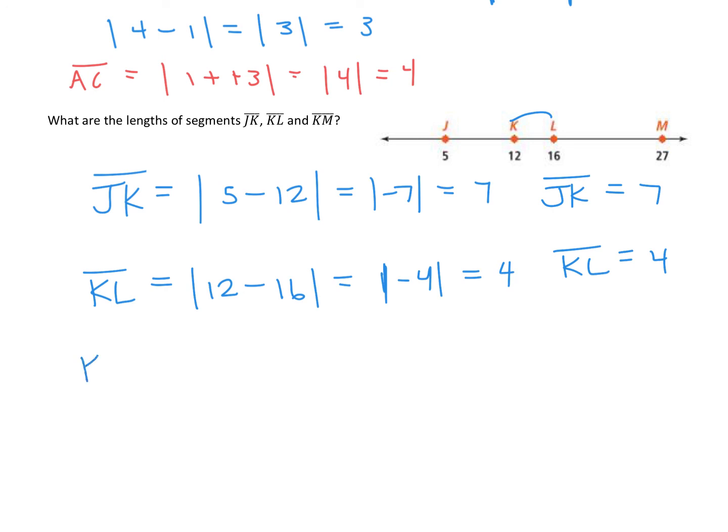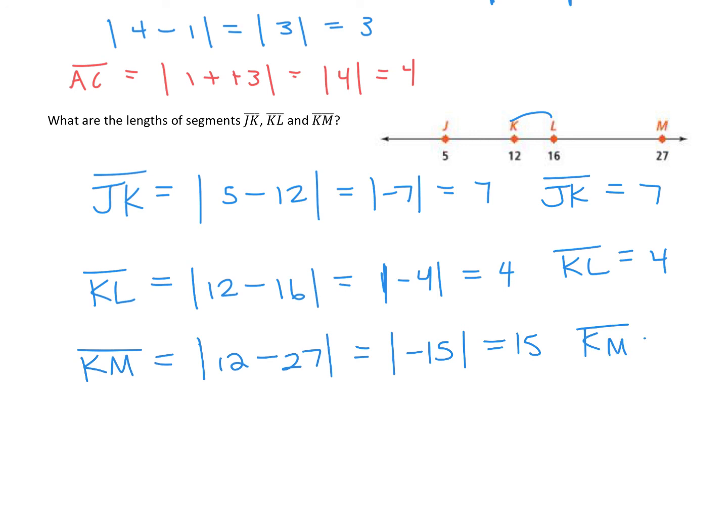All right, segment KM. So K is at 12, so I'm going to say 12 minus M is at 27. So 12 minus 27 is negative 15, and the absolute value of negative 15 is positive 15. So KM has a length of 15. There we go, done, nice.